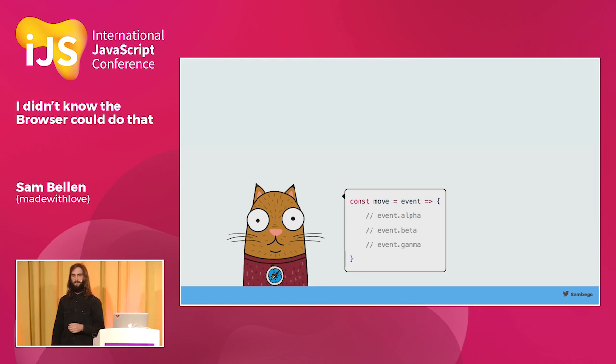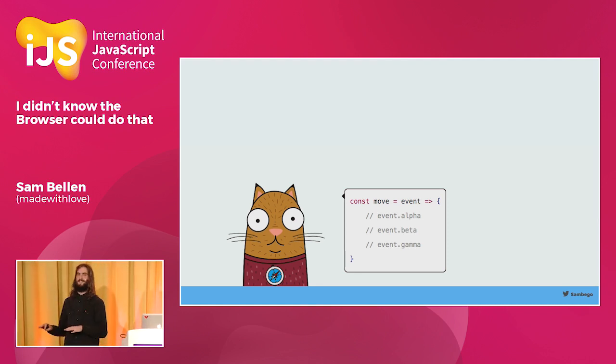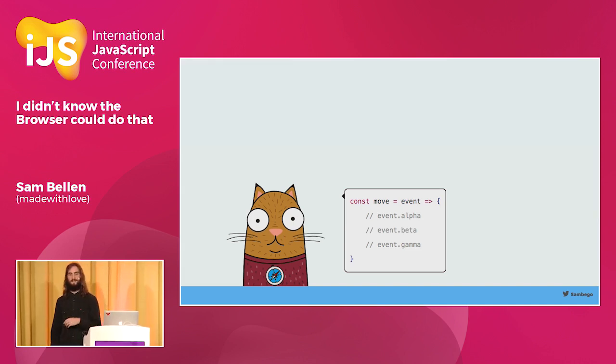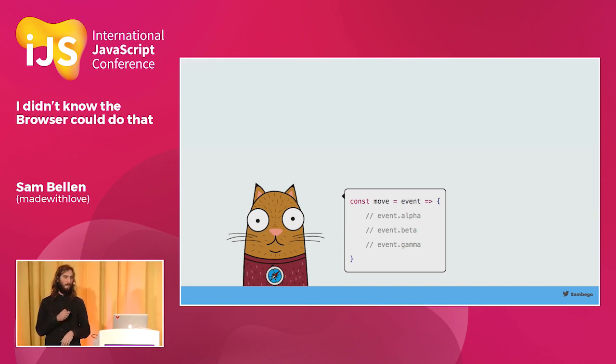I must say that not every browser implemented this the same, so an alpha might be different in Chrome than in Firefox. Of course, it's the internet, it's the web, but there's a nice library for this, so it will normalize this data, and you can use it anyway.